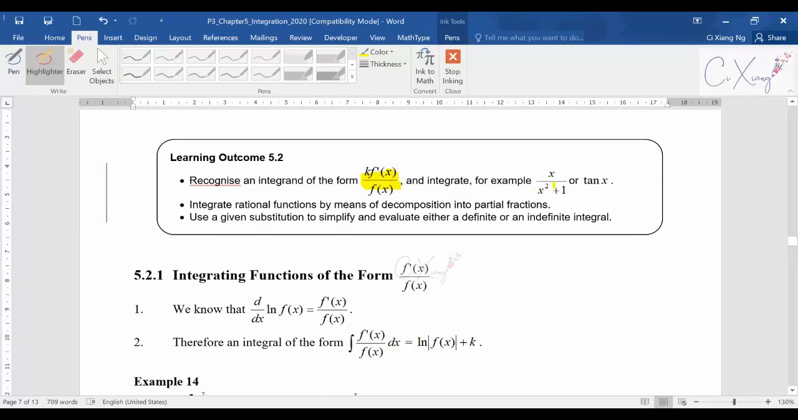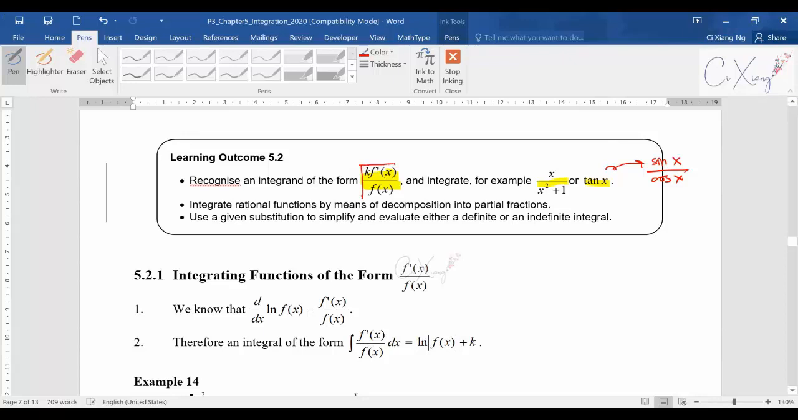As an example here, you need to know how to integrate x over x squared plus 1 or how to integrate tangent x. All these are fractions actually. Tangent x, if you look at it in detail, is actually a fraction also, which is sine x over cos x. So the main technique that we are going to learn today is based on fractions, but the fraction has a certain pattern, which is f prime x over fx.